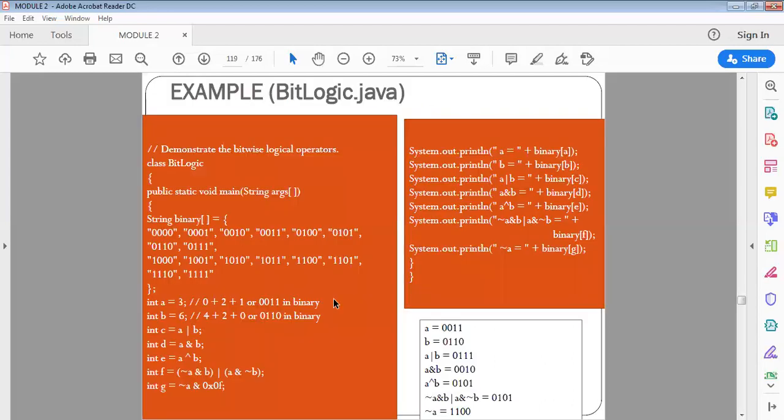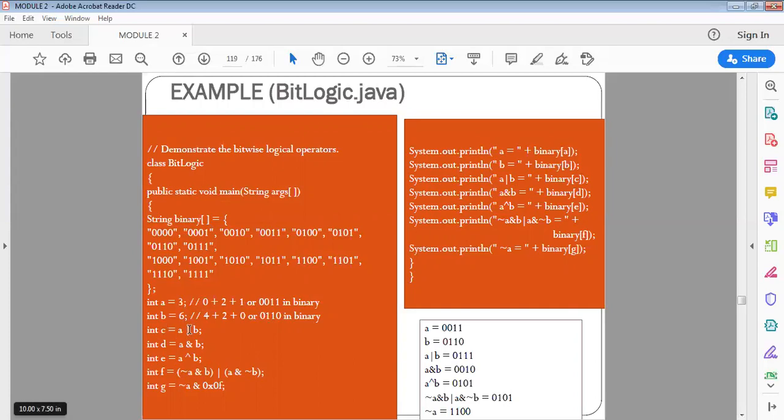Following this, the program is as follows. You have to type all these programs and see the output. I will also examine what the error can be. First you have BitLogic, with many variables taken. Under this, first you take int a equal to 3, that is 0 plus 2 plus 1, so 3 will be written as 0011. B is equal to 6, that is 0110.